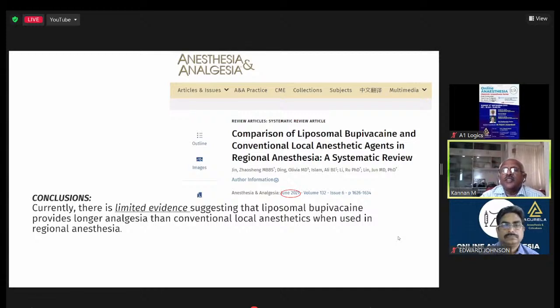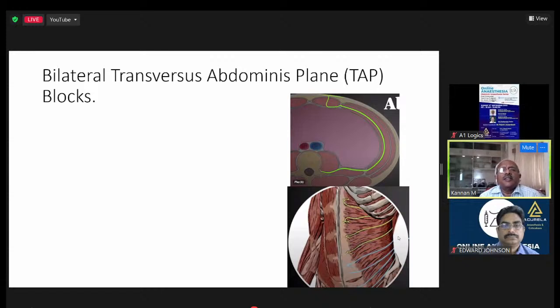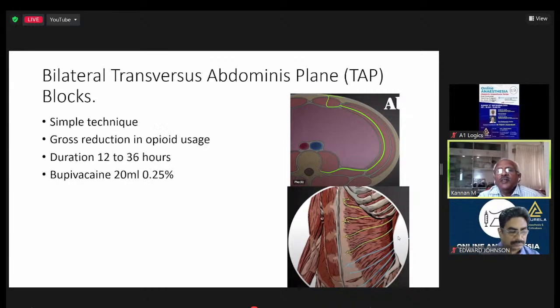Another regional anesthesia technique is the bilateral transverse abdominal plane block, the TAP block, where all these nerves from 7th intercostal to 11th intercostal, the subcostal, and also the ilioinguinal nerve lie in between the internal oblique and transversalis, and you can catch them at this point by using an ultrasound. So this TAP block is a very simple technique. It grossly reduces the opioid usage in this patient.